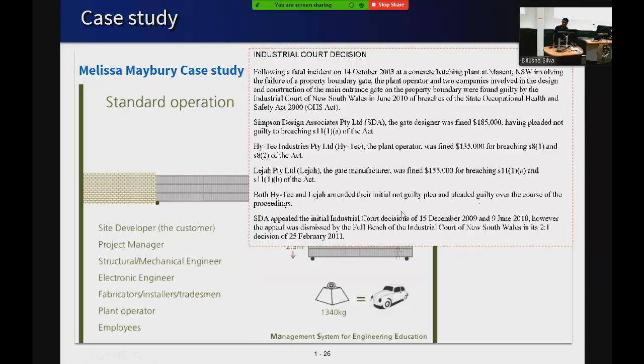So, fatal incident in 2003, legal proceedings finished in 2011. Right, so 8 years of pain for the family and friends of the person who died, as well as the companies involved. It's financial, legal pain, and you don't want to go through that. You'd rather avoid that.